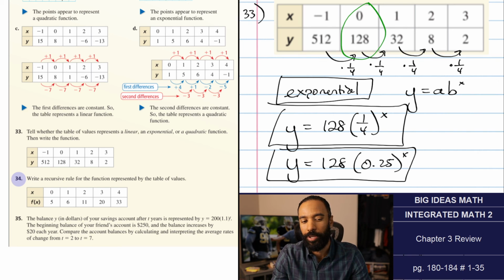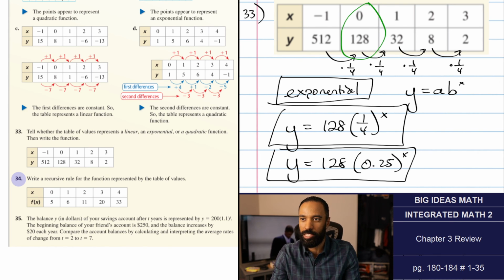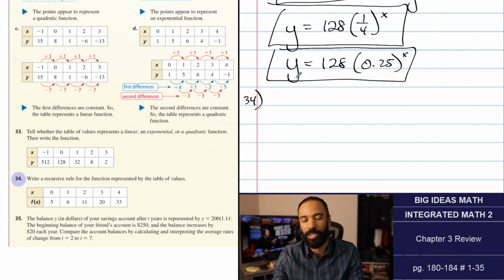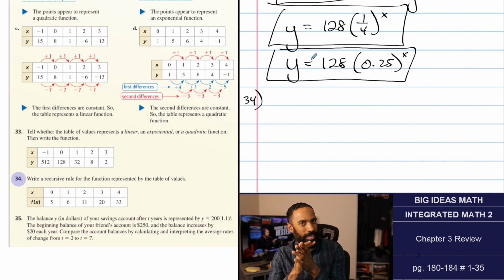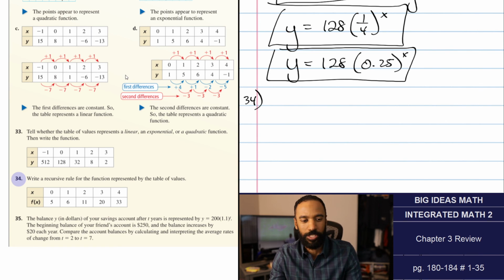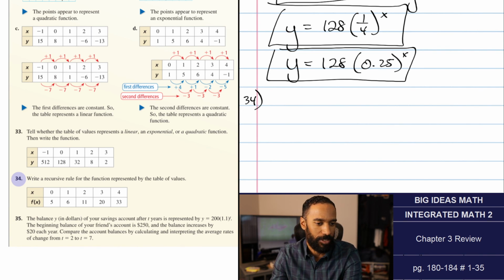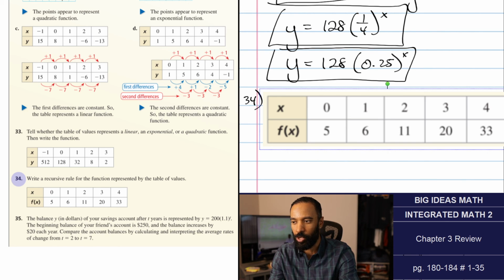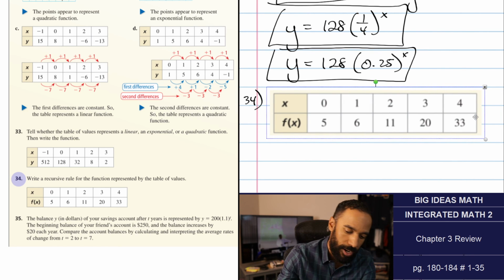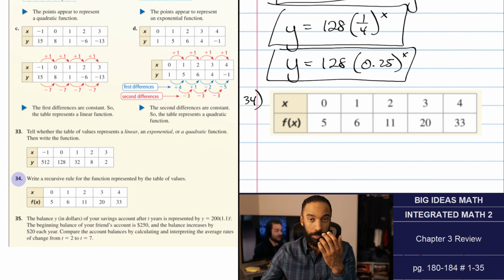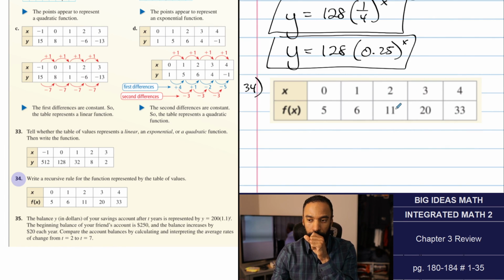Number 34, write a recursive rule for the function represented by the table of values. Normally they won't reference a kind of question like this. Well, that's not necessarily true, but unless it's a quadratic. So I think that's looking like a quadratic. It's definitely not linear, and we just came off an exponential, which would be a little rougher around the edges to play with on that. So I'm guessing this is a quadratic, and for us to really hone in on that guess, let's see that there's a constant second difference, and that's relevant to what we do.